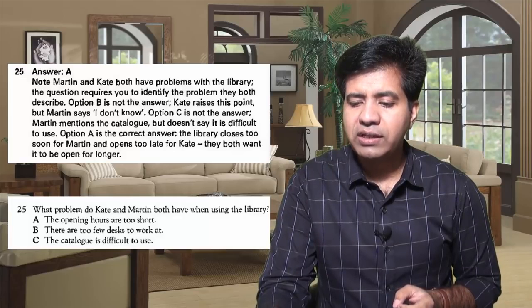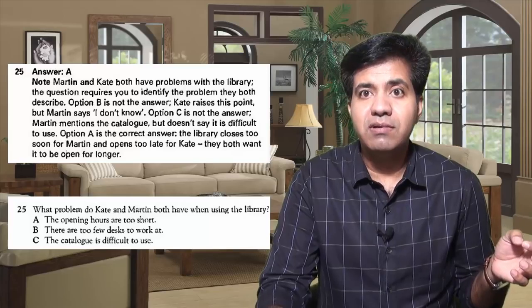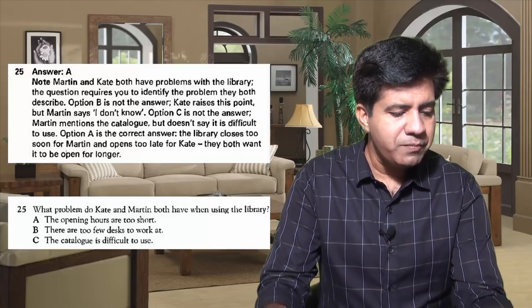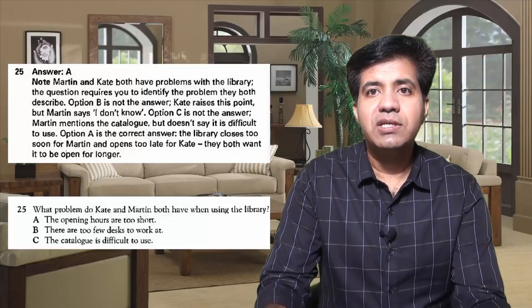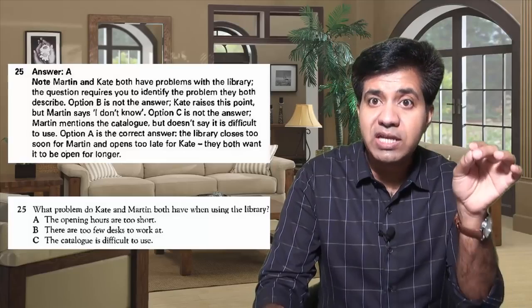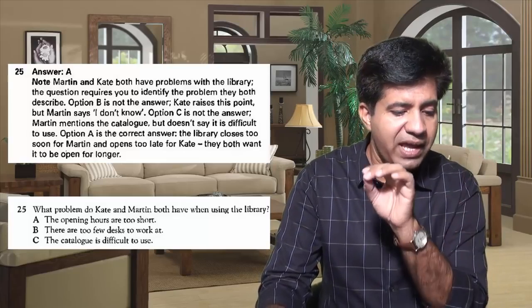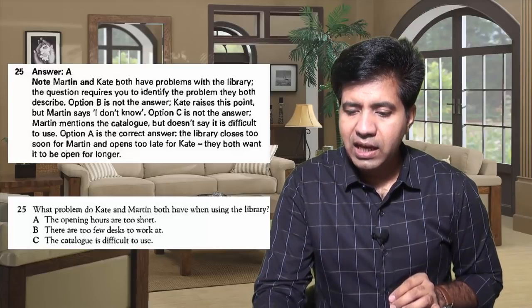Option B is not the answer. Kate raises this point, but Martin says, I don't know. So option B is there are too few desks to work at, and he says, I don't know. You have to see their common problem, the problem that is faced by Kate and Martin. Okay, option B is not the answer.